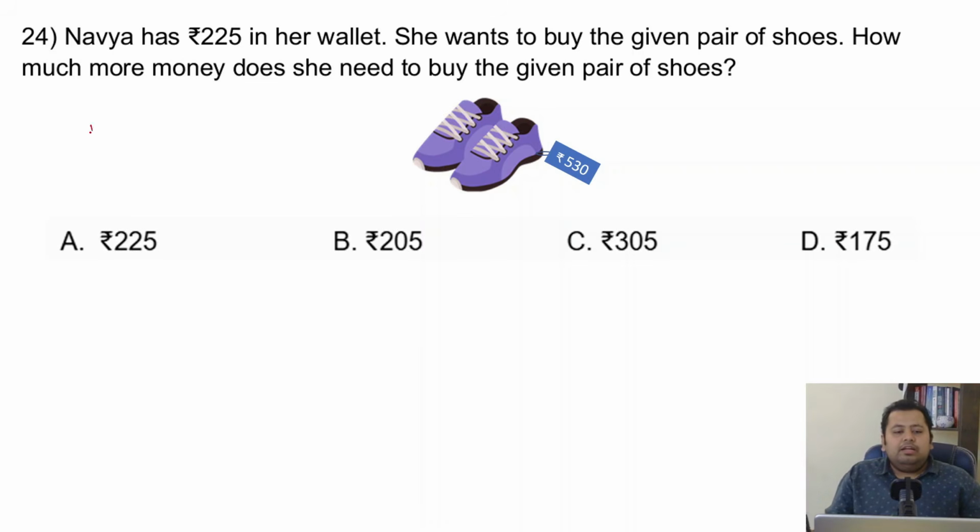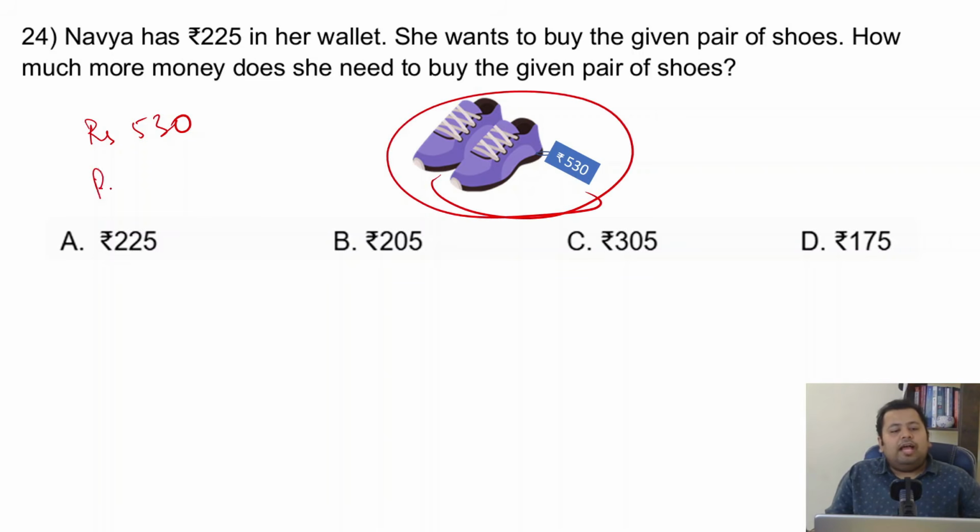You have to say that rupees 530 is the cost of the shoe. Navya already has rupees 225. What extra would she need? She'll just have to do the subtraction. Do the subtraction yourself. Let me know in the comment section what the answer is. Again, simple subtraction, multiplication, division. I'm not doing it. I'm asking you to do it and let the answers flow in the comment section.